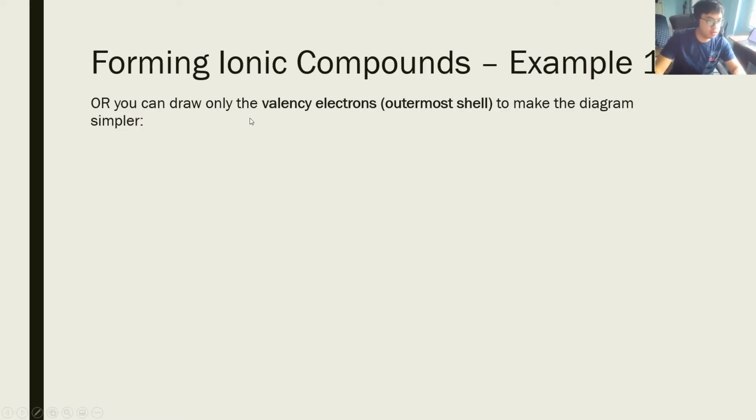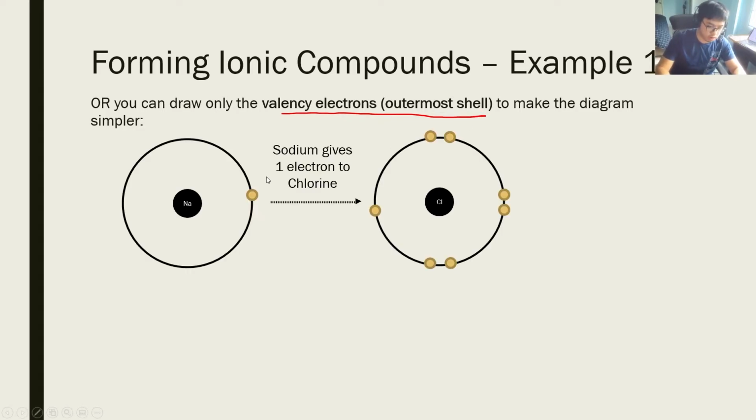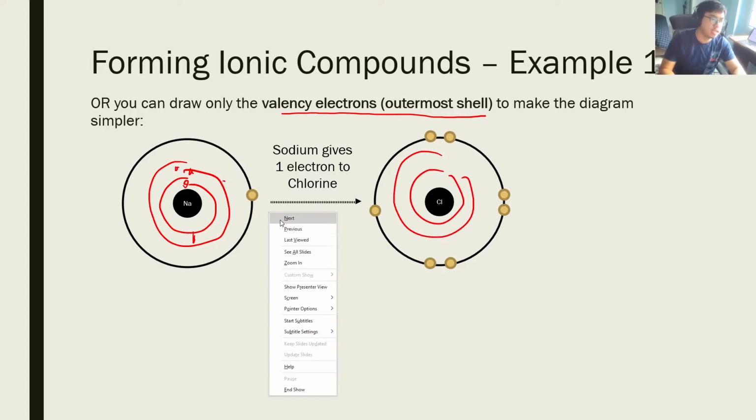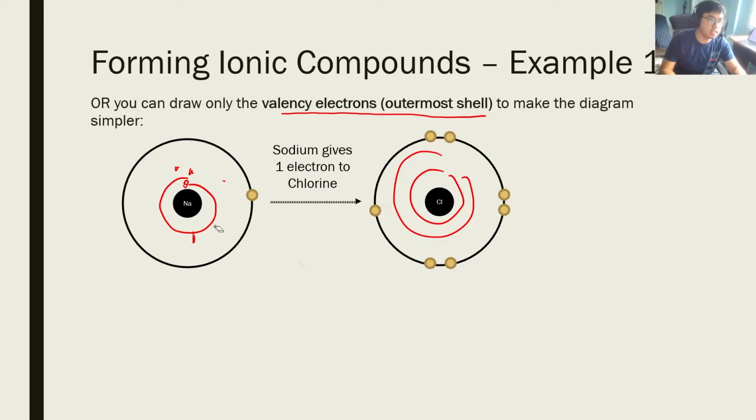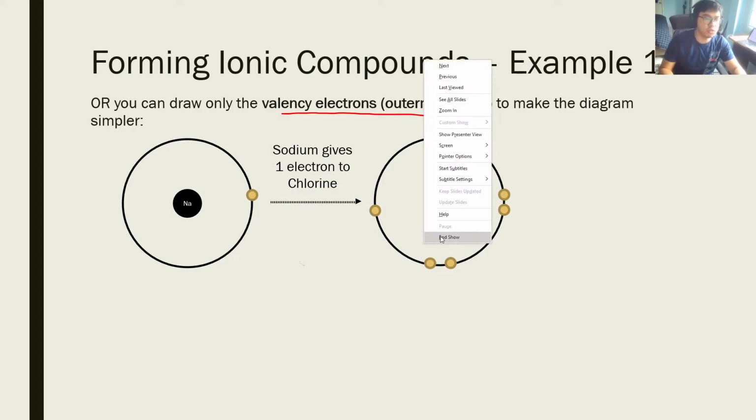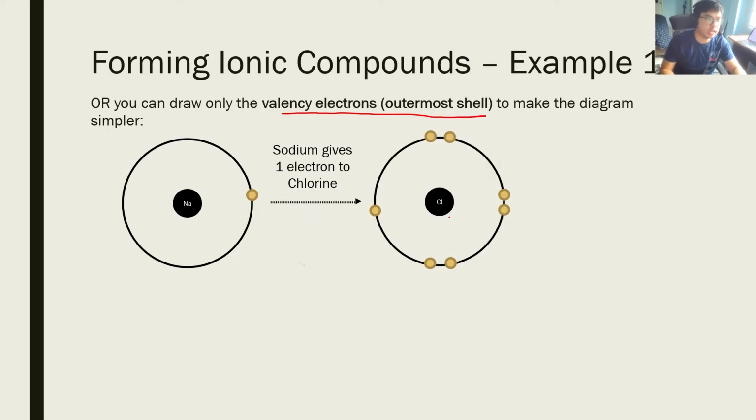Or you can draw only the valence electrons, the outermost shell, to make the diagram simpler. Sodium has 3 shells, and chlorine also has 3 shells: 1, 2, 3. But just to make our life simple, you can simply draw the outermost shell. You can just ignore the inside shells. No need to draw them all, just draw the outermost shell.